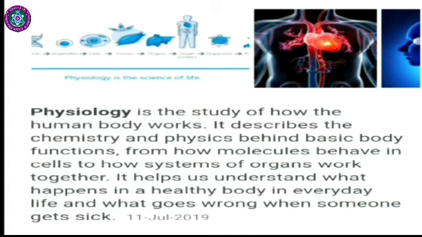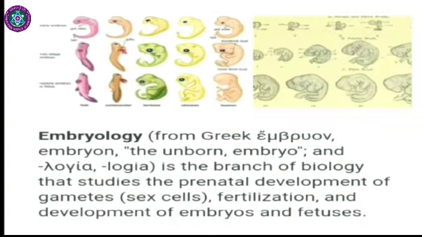If we take the example of the human heart, the function of the heart is to pump oxygenated blood and distribute it to all body parts. We will take the example of the kidney. The function of the kidney is to purify the blood. The functioning of the internal structures of the human body comes under the branch of physiology.